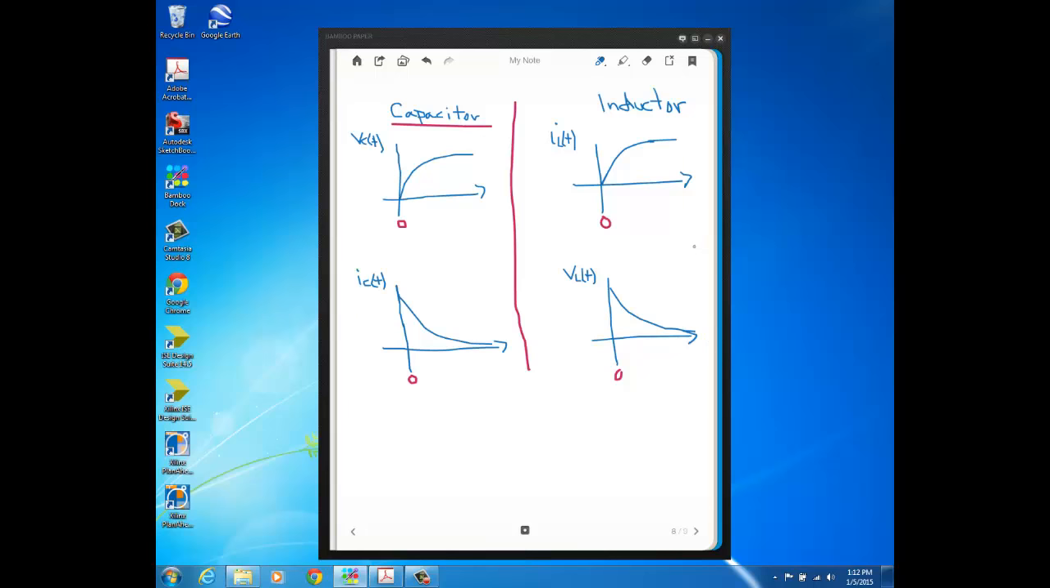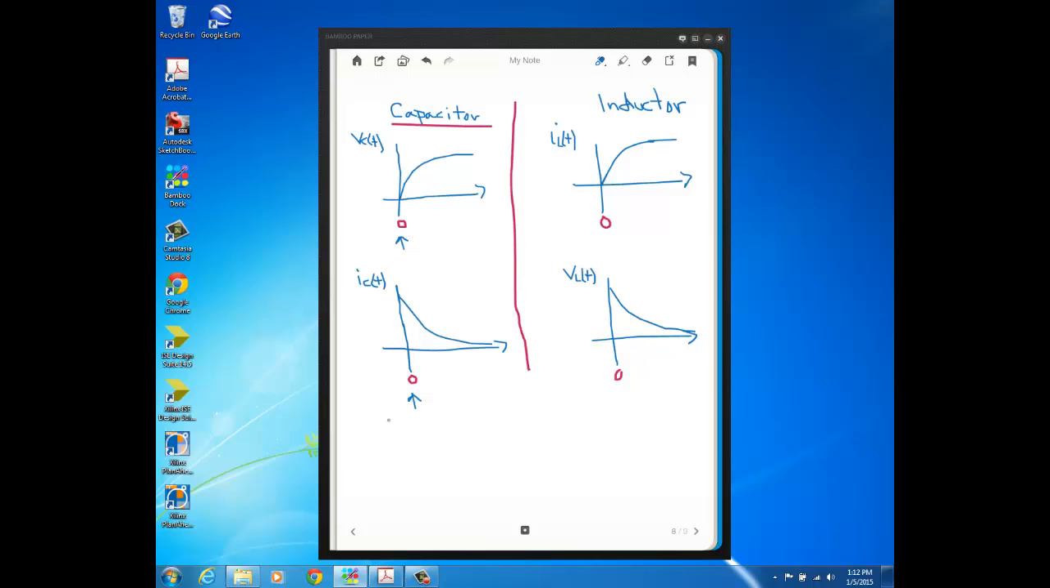So to find initial conditions and steady state conditions for these initially uncharged or unenergized storage elements, all we have to do is look at the voltage current relation at t equals 0 and in steady state. So first, if we look at t equals 0 in the capacitor case, okay, well look, at t equals 0, the capacitor has 0 volts across its plates, and yet there's a current.